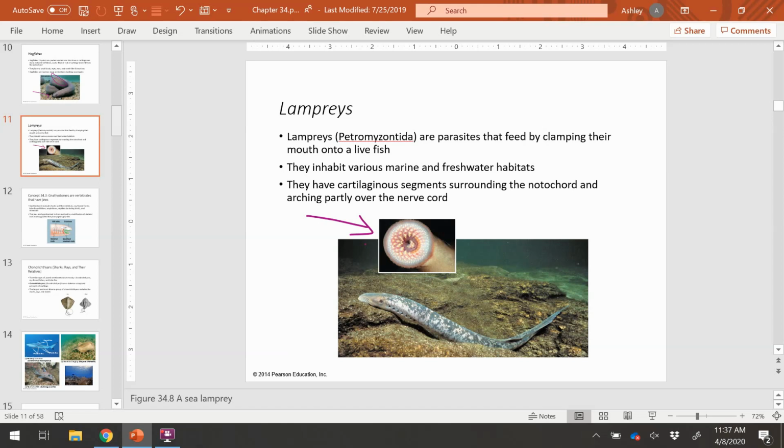So they also have cartilage segments surrounding the notochord and partly over the nerve cord as well. And they can be found in marine and freshwater habitats.